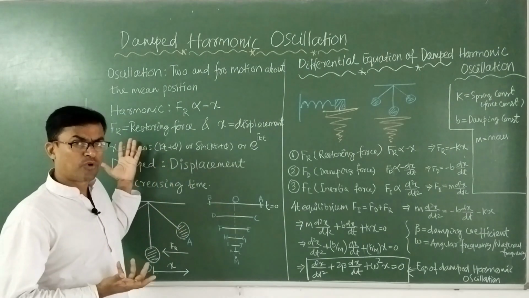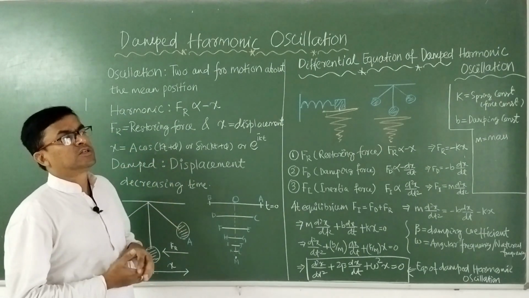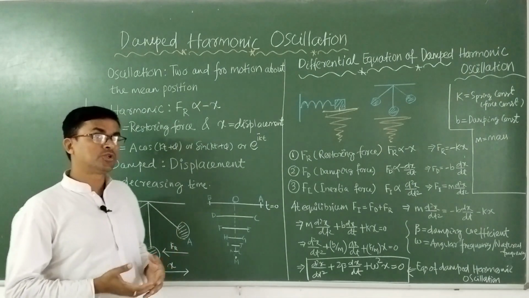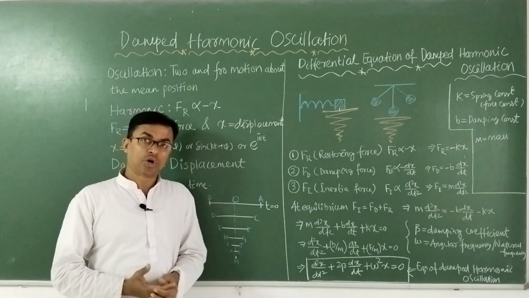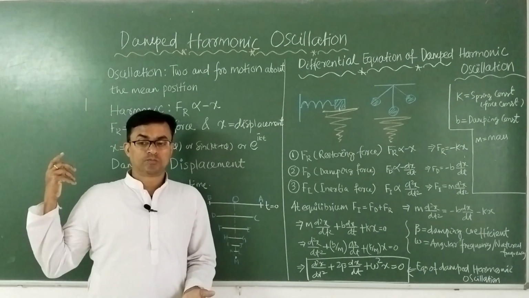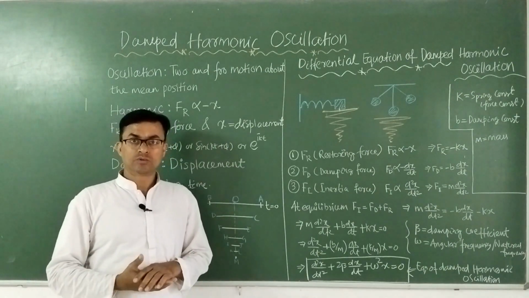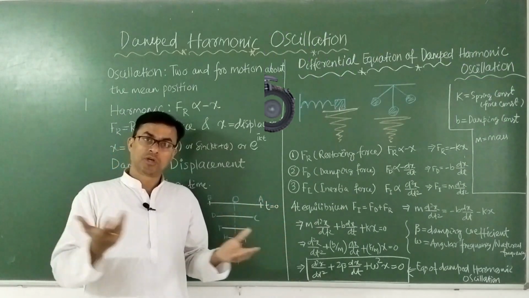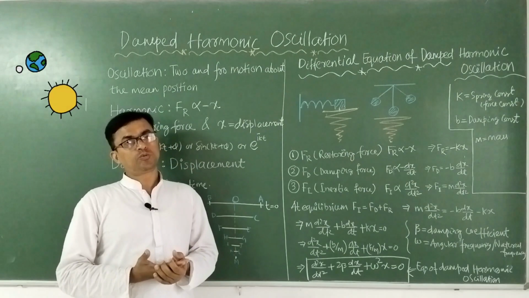In the previous video we have already discussed the different types of motion which are happening around us, like a bike running on the road, or the earth moving around the sun. These are types of motion.